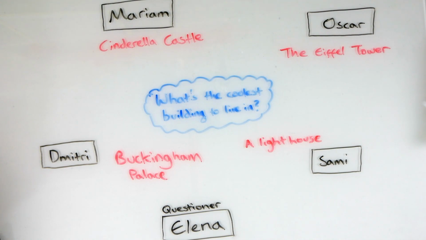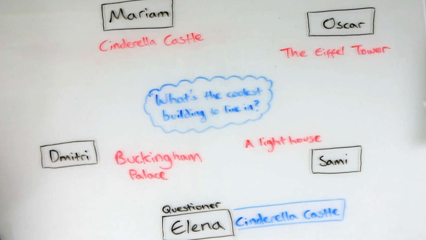Now the questioner considers all the answers and secretly chooses the one they think is best. Elena thinks living in Disneyland would be awesome, so chooses Cinderella Castle. If you're playing the pen and paper version, she should write it on her whiteboard, then place it face down.